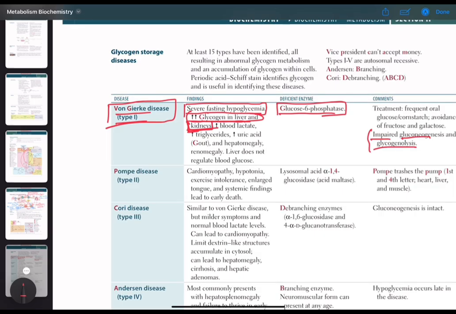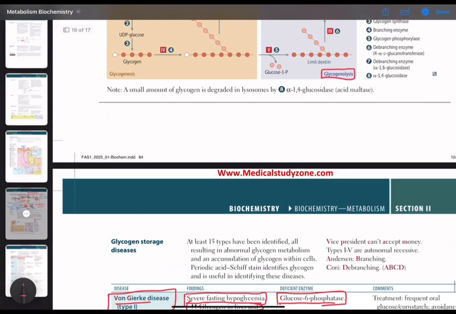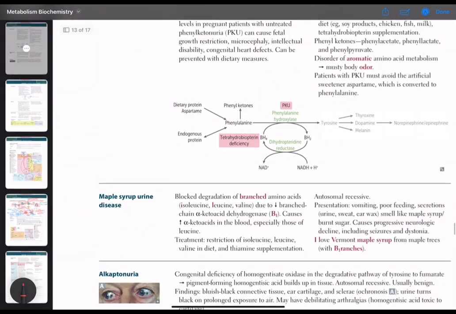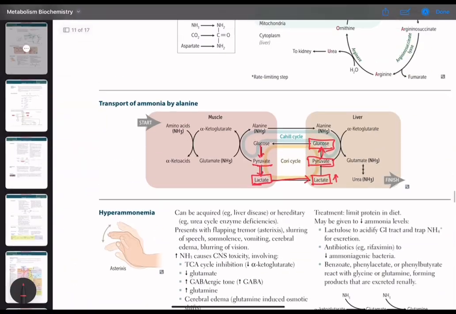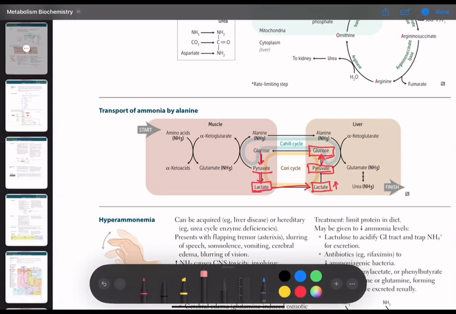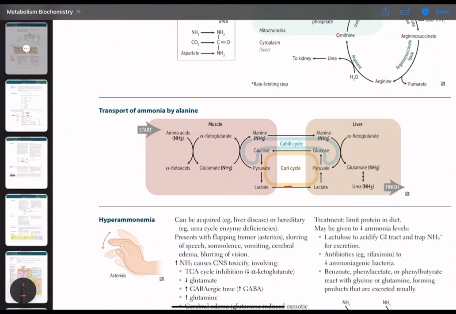Another key feature is that patients will have high levels of blood lactate. Why is it so? Because the Cori cycle is disrupted in these patients. If you look at the Cori cycle, in muscles glucose is converted into pyruvate, pyruvate is converted into lactate, then this lactate goes to the liver where lactate is converted back into pyruvate and pyruvate back into glucose through gluconeogenesis. Since gluconeogenesis is disrupted, pyruvate cannot be converted into glucose, and thus we will have high levels of lactate.